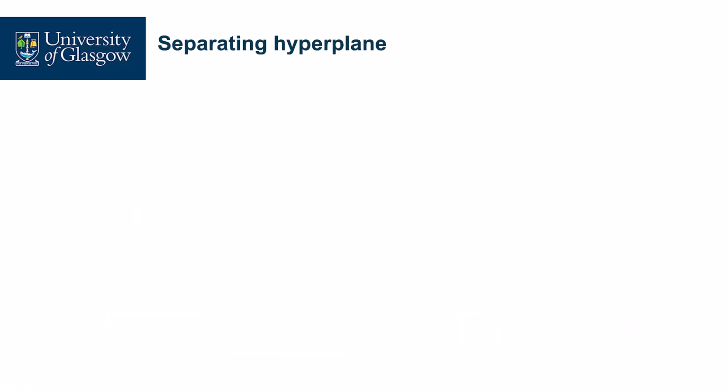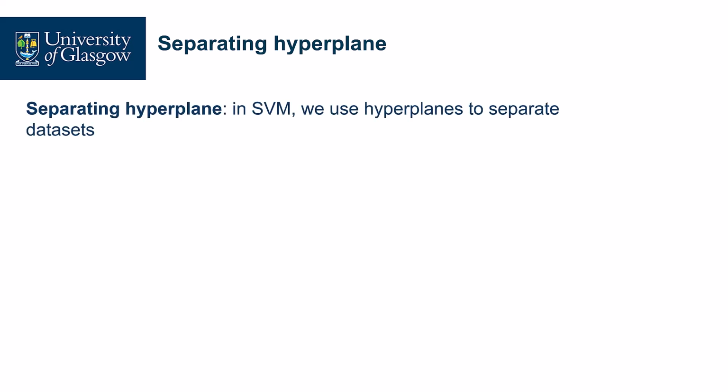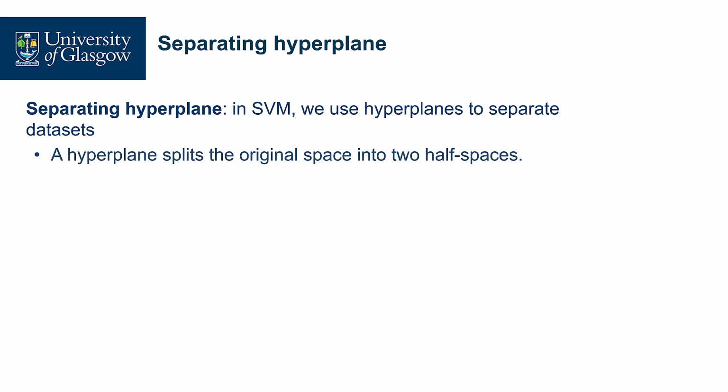To separate the data into different classes, we need a separating hyperplane. So what is a separating hyperplane? We can say it is a hyperplane used to separate data, so we straightforwardly call it a separating hyperplane. With one hyperplane, we separate the space into 2 half spaces, which belong to 2 categories, right?